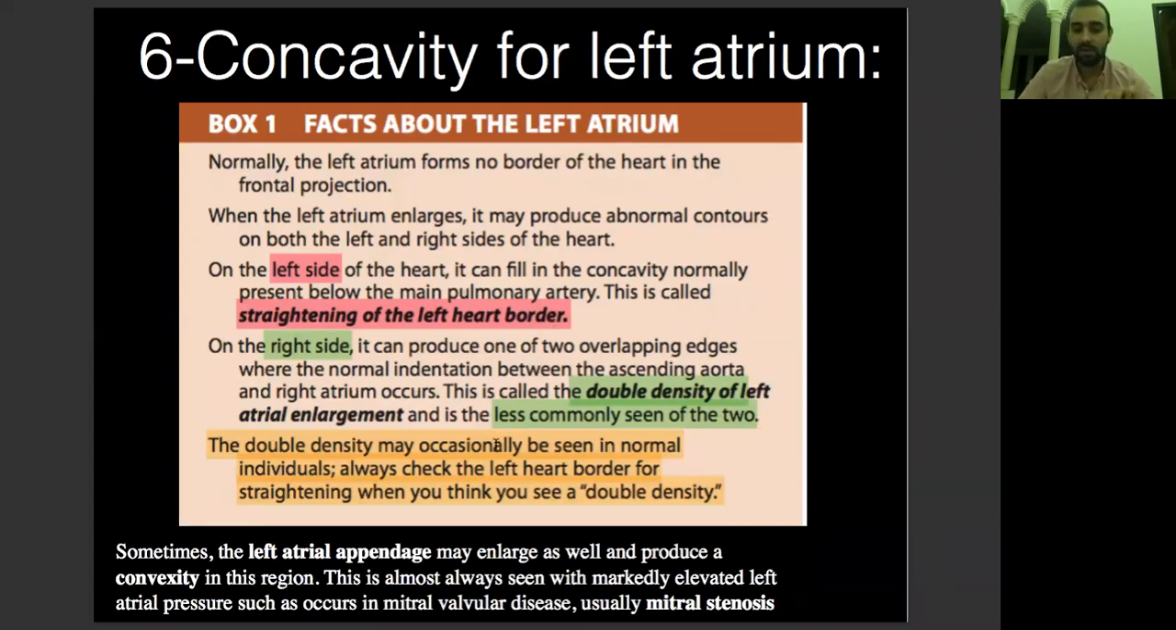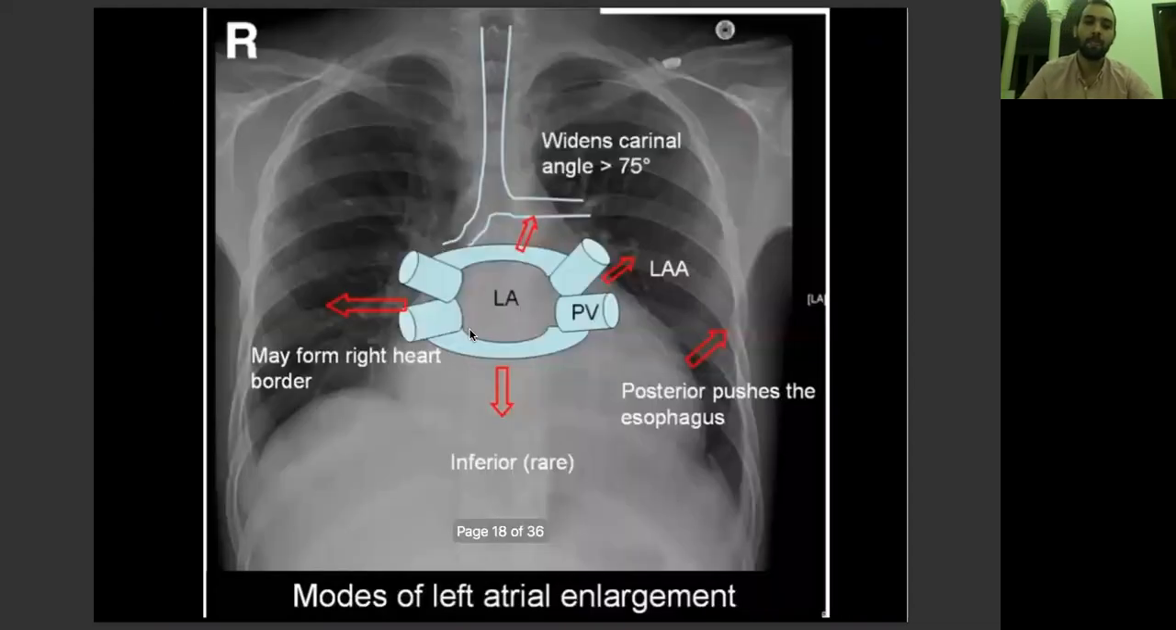So when we have double density, we should always check for the other sign, the straightening of the left heart border, because the double density sign could be seen in normal individuals. Also, in cases of mitral stenosis, not only do we have enlargement of the left atrium and straightening of the left heart border, in fact, the left atrial appendage will also enlarge, and it will produce an extra convexity in this region.